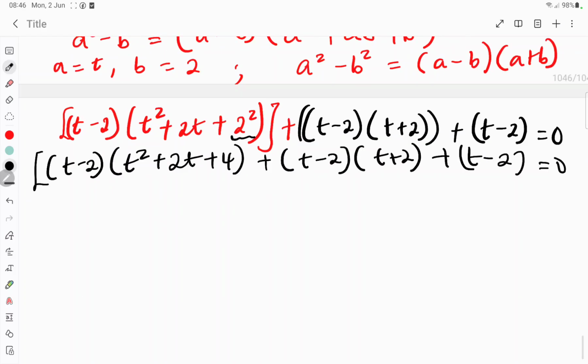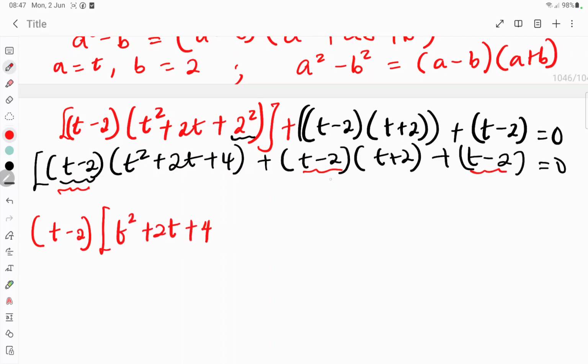So let's simplify. At this point, you can now see that t minus 2 is common in all the terms. We can actually factor it out. If I factor out t minus 2 here, I'll be left with t squared plus 2t plus 4. Then if I factor out t minus 2 here, I'll be left with plus t plus 2. If I factor out t minus 2, I'll be left with what? 1 plus 1. And that's equals to what?